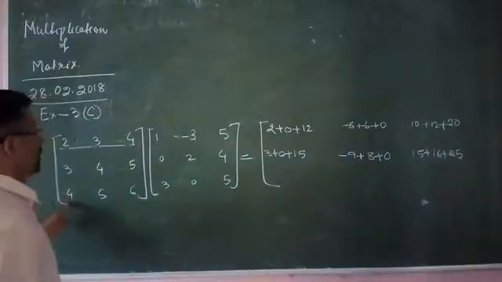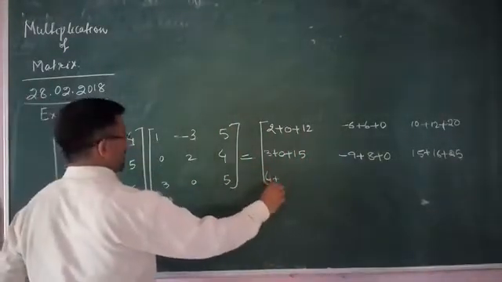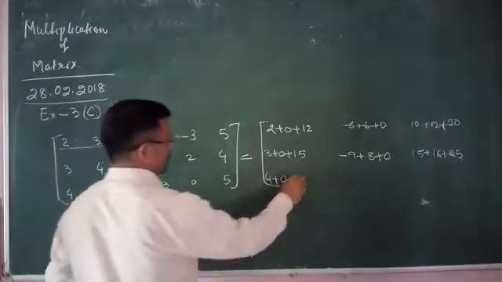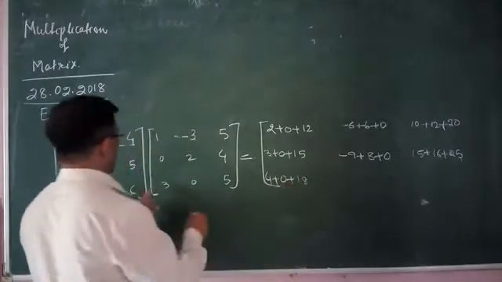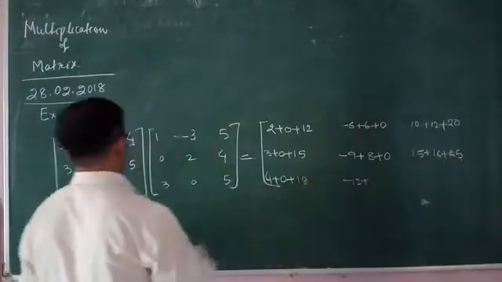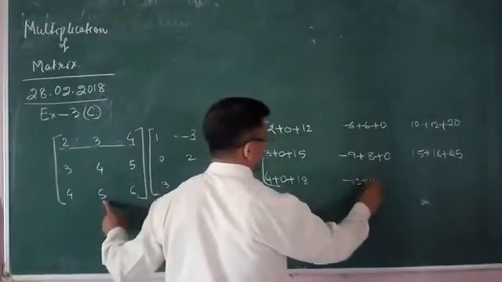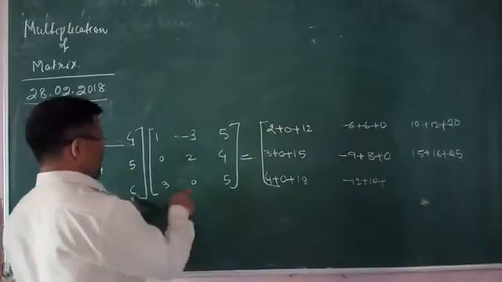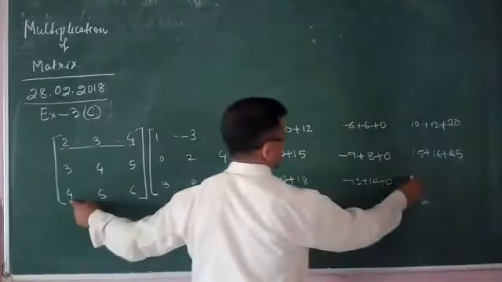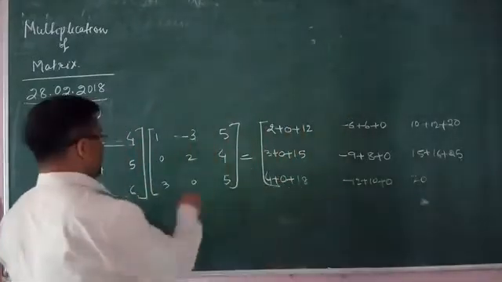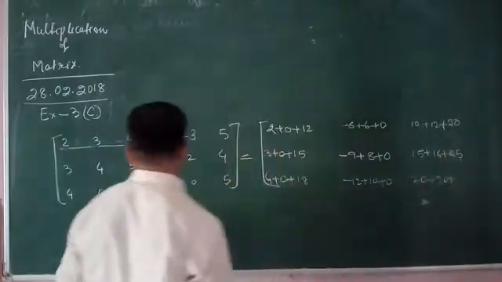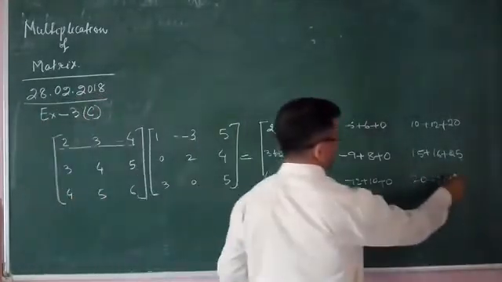Now last row: 4 ones are 4, plus 5 zeros are 0, plus 6 threes are 18. Next, 4 threes are 12, plus 5 twos are 10, plus 6 zeros are 0. Last, 4 fives are 20, 5 fours are again 20, plus 6 fives are 30.